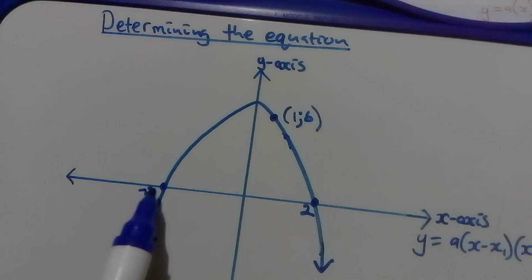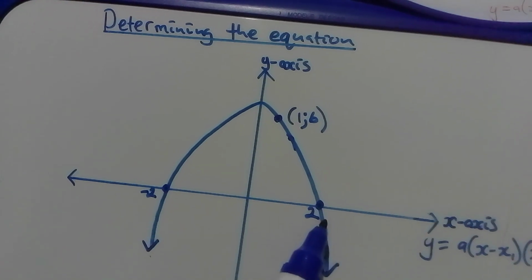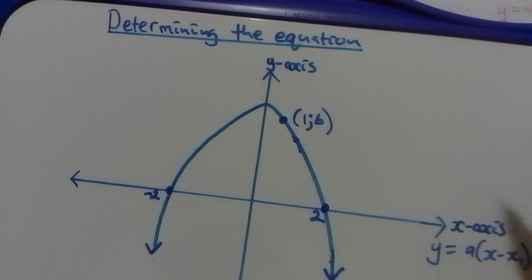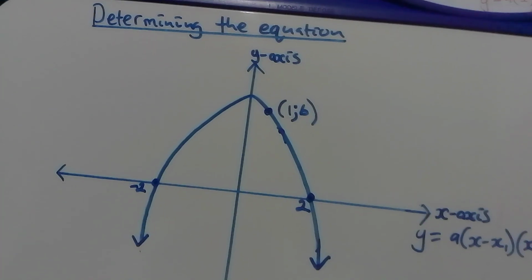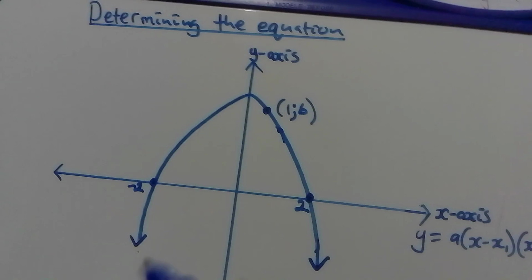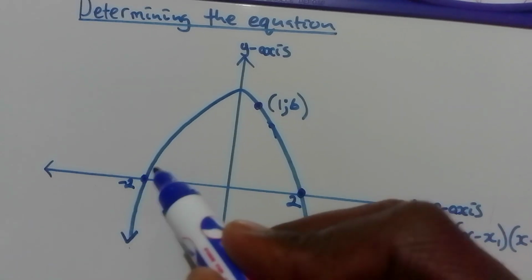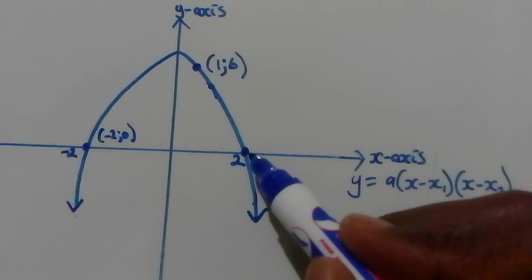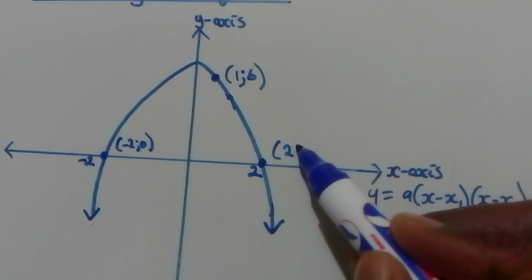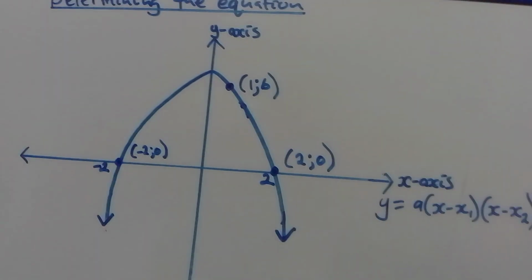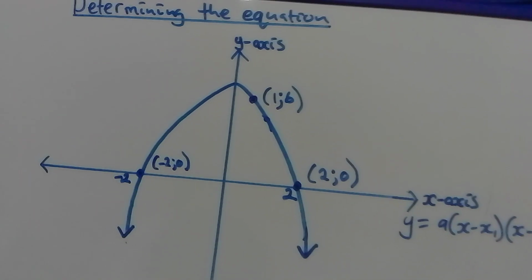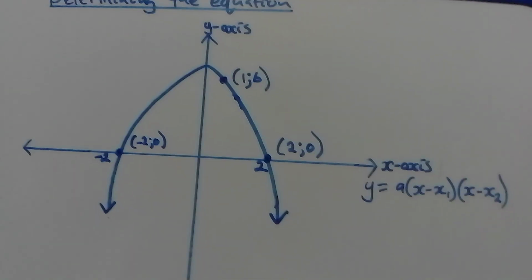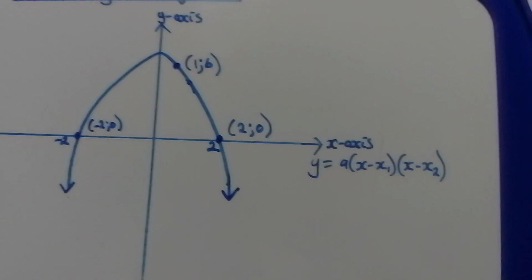Now, what are these -2 and 2? This is what we call the x-intercept. And what do we know about the x-intercept? We know that at the x-intercept, y is equal to 0. So in other words, the coordinates for this part are: your x is -2 and your y is 0. And here your x is equal to 2 and your y is equal to 0. Fun fact about the parabola: we've got what is called an axis of symmetry.